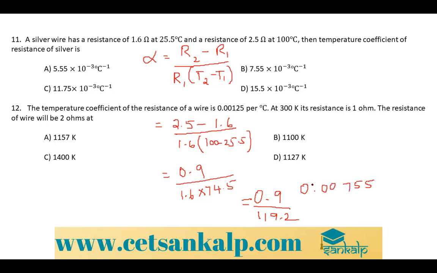So you'll get the answer as 0.00755. So 1, 2, 3. So 7.55 into 10 to the power minus 3. That will be our final answer. So option B. I hope you are clear with this problem. Okay. The one thing you remember, if it is in decimal, you can change that to the whole number. Then it will be quite easy to solve. Okay. Done.